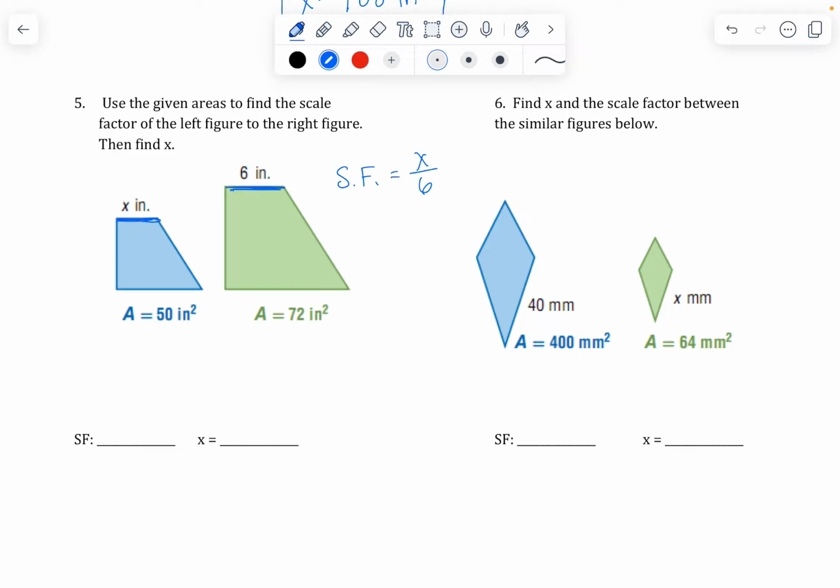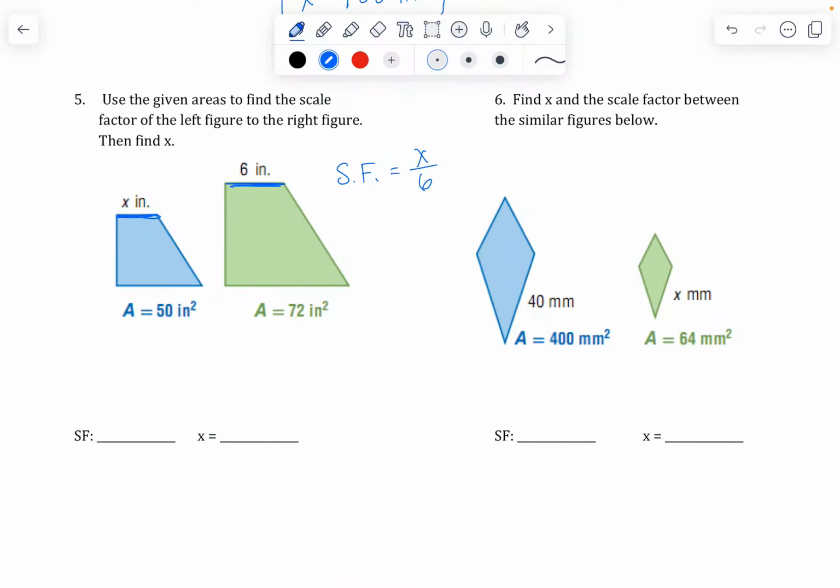So step number 1 is find your scale factor. Step number 2 is square that. So we're going to do x squared over 6 squared equals, now our areas are already squared, so we just use 50 over 72. We just use those as is. They're already in square units. All right, there's our equation.